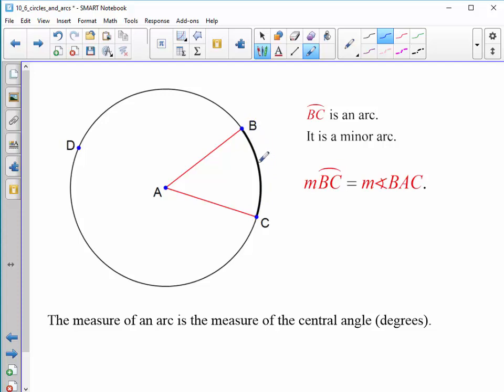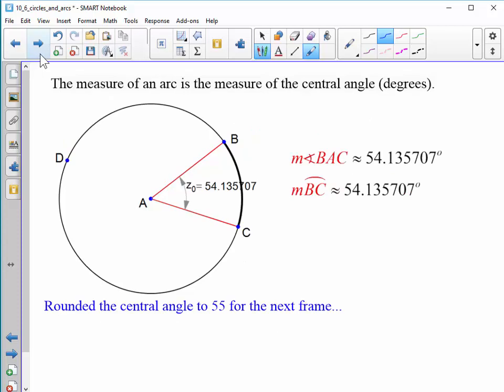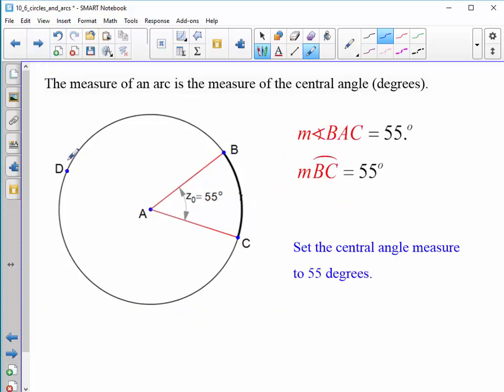So the measure of this arc, BC, is going to be the same measure in degrees as the central angle, BAC. Okay, my software, Math Illustrations, gave it this value. We're going to round it to 55 for this presentation. Now, this angle BAC, this central angle, is 55 degrees. So then, as I said, the arc has the same intersection letters at the end: arc BC. This is going to be 55 degrees for a measure.